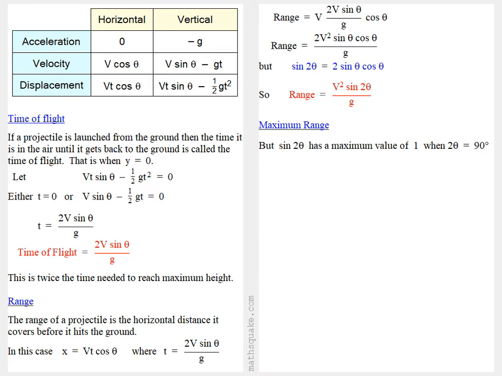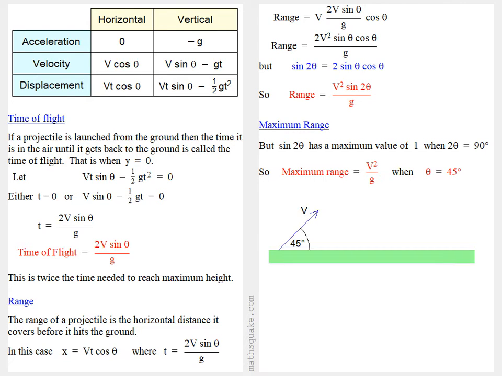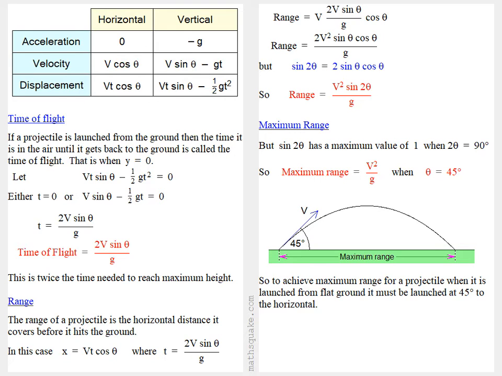Now we have the range as v squared sine 2 theta over g. But sine 2 theta has a maximum value of 1. That's when 2 theta is equal to 90 degrees. So, the maximum range is v squared times 1 over g, or just v squared over g. And that's when theta is equal to 45 degrees. So, to achieve the maximum range for a projectile when it's launched from flat ground, it must be launched at 45 degrees to the horizontal.